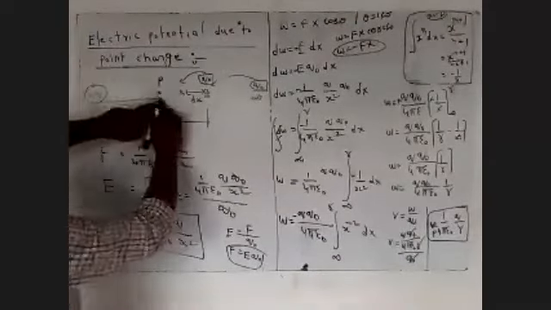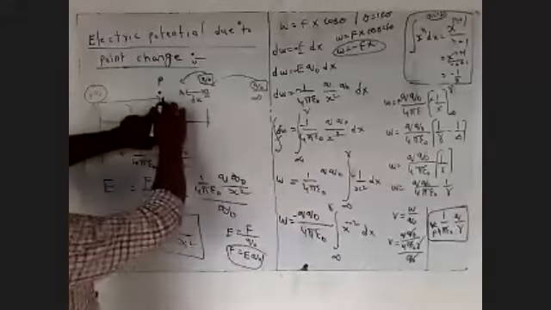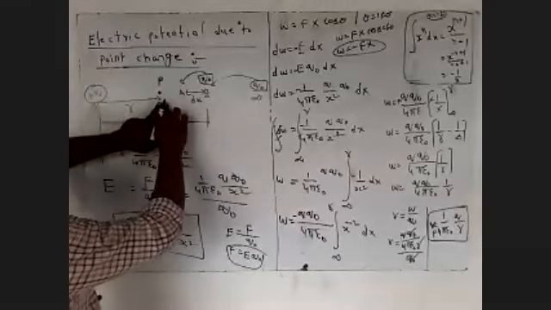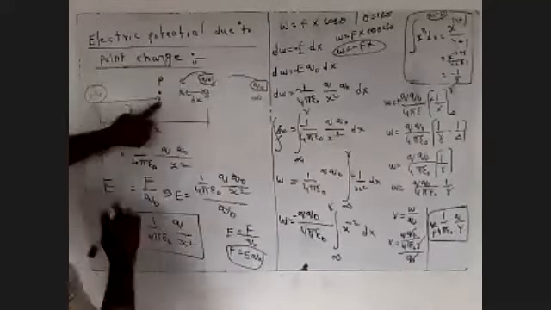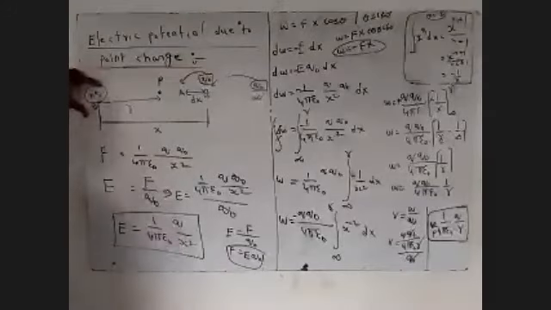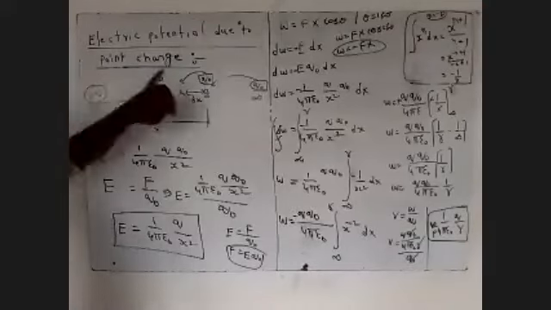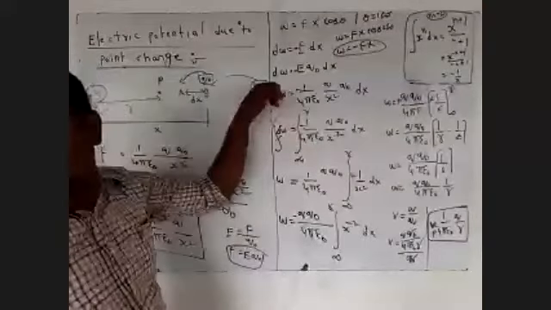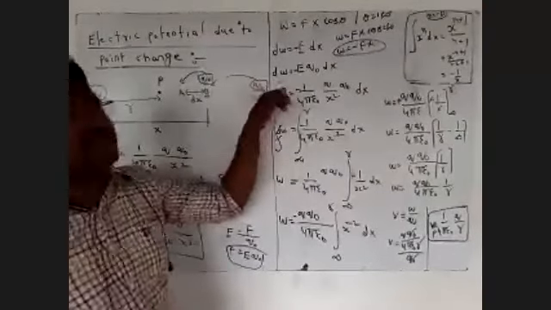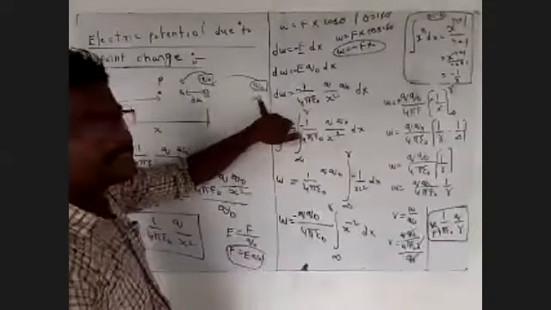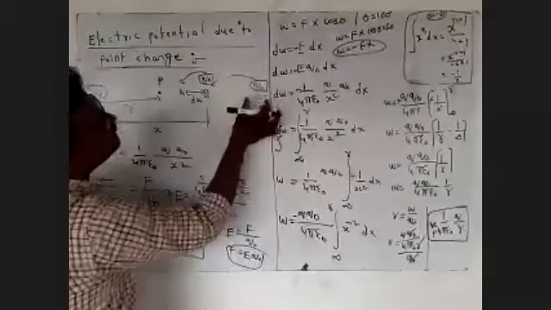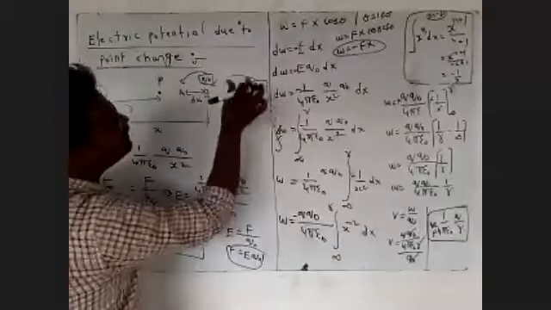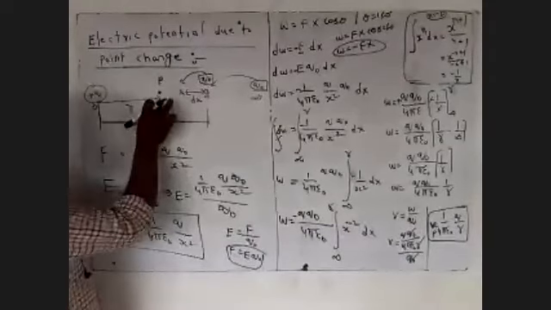At this point we have to calculate the electric potential due to the charge. This is the source charge, plus Q, placed at this point. Q naught is placed at infinity. This Q naught is shifting from infinity to point P. That is the final work done.